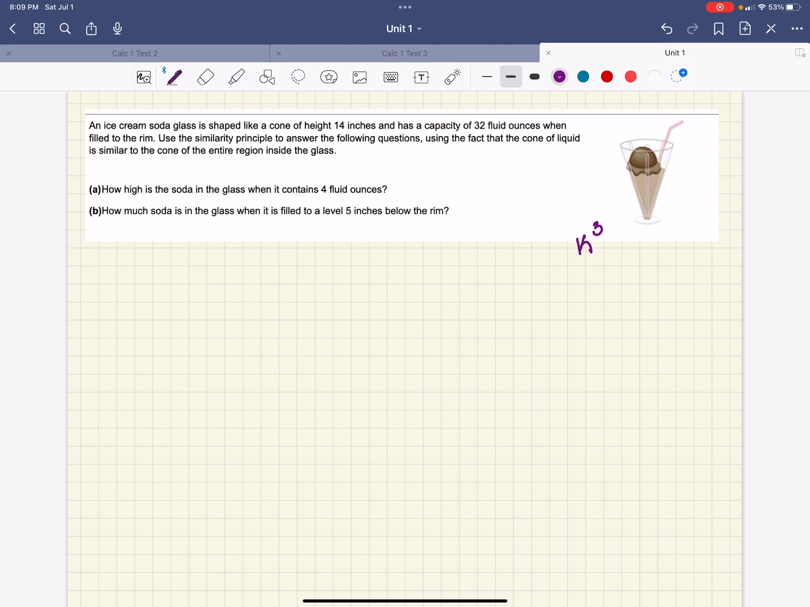So, how high is the soda in the glass when it contains 4 fluid ounces? So what we're going to do is take this value here, 32 fluid ounces, and multiply that times our k value cubed. Now, we don't know what our k value is. Okay. And then we're going to set it equal to these 4 ounces right here. Okay. So then we're going to divide both sides by 32. So I have k cubed equals 4 over 32. Okay.